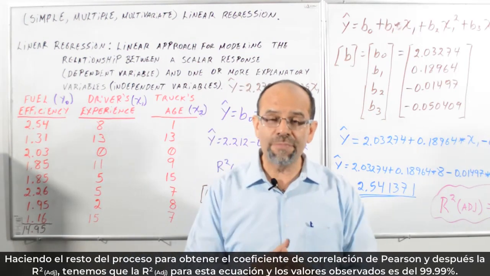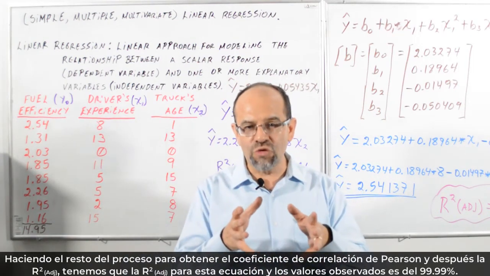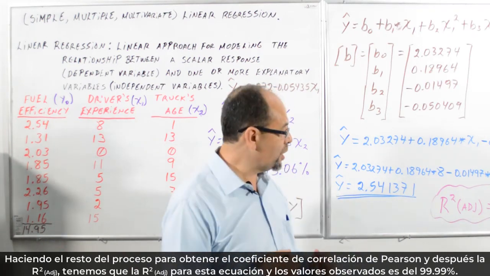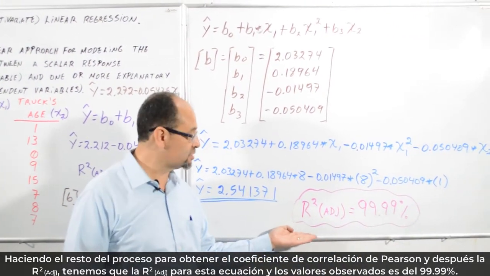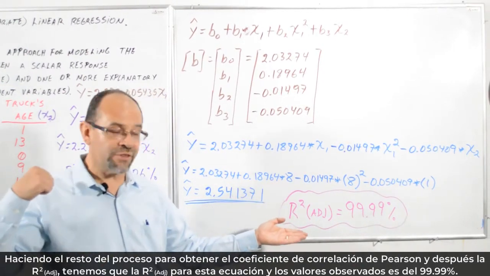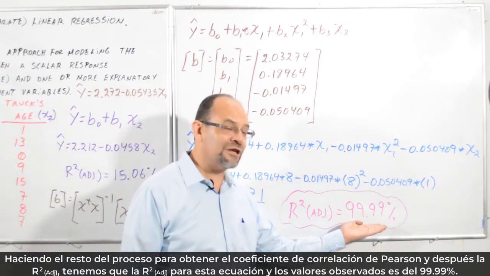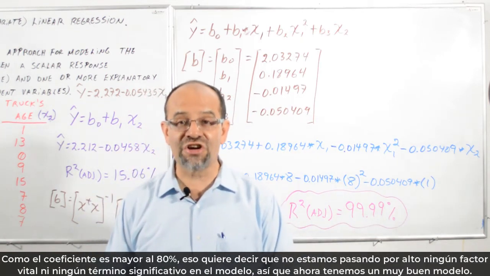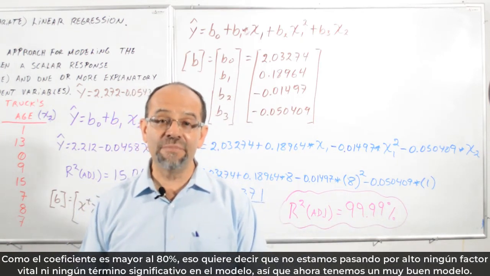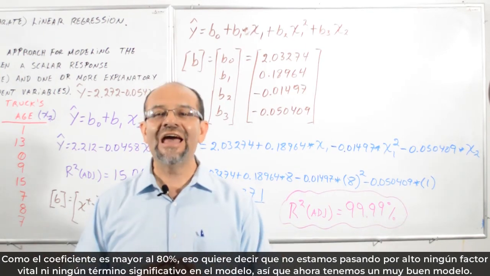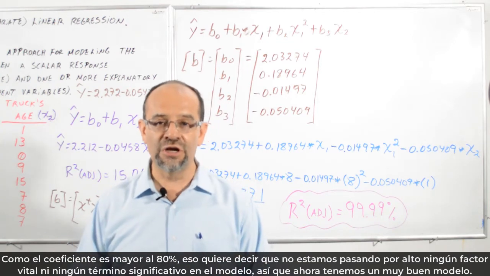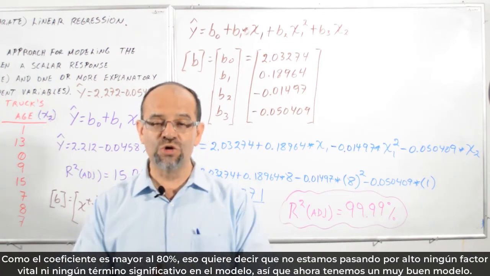Doing the rest of the process to obtain the Pearson coefficient of correlation and then the R-squared adjusted, we got that the R-squared adjusted for this equation and the observed values is 99.99%. Since this coefficient is greater than 80%, that means that we are not missing any vital factor nor any significant term in the model. So now we have a very good model.